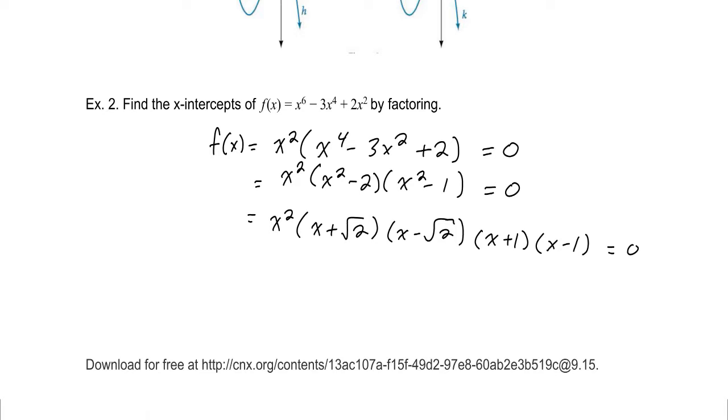So, setting each of those equal to 0, some of those are very clear. x squared equals 0 is going to be x equals 0. x plus root 2 equals 0 will be a solution of x equals minus root 2. Now, these two together actually allow us to say that x is equal to plus or minus root 2.